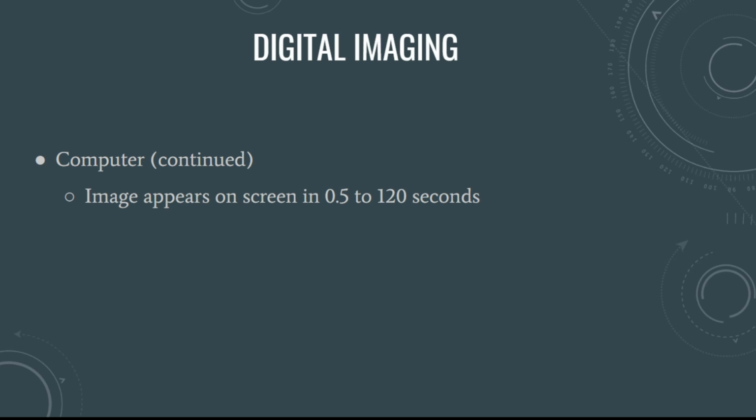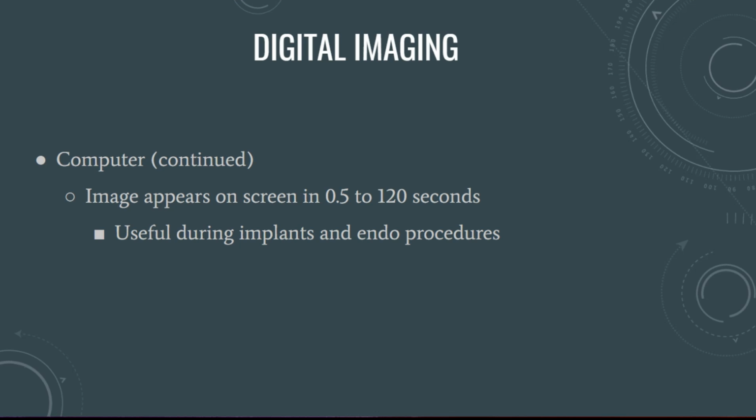After you've pressed the exposure button and the electrons release and it does everything that it needs to do within that sensor and it travels over to the computer, the image is going to appear in about 0.5 seconds to 120 seconds. So in about a half a second to 2 minutes, you'll have that image on the screen. And that's very useful during implant and endo procedures because you have to track your progress along the way with those particular procedures. And having that tool right there to give you your result is very useful and it's going to reduce the chair time for the patient in the long run.